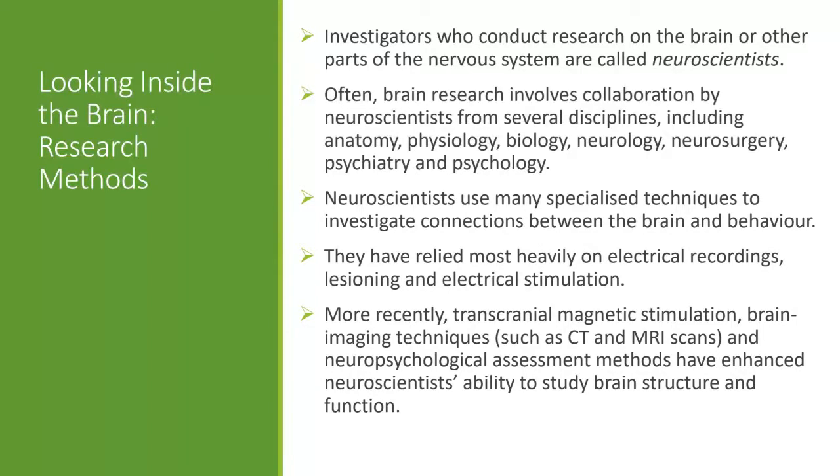Obviously, neuroscientists have to collaborate with other disciplines, because there's a lot of overlap between biology, physiology, psychology, and psychiatry. All of those things come together, so multiple disciplines are involved in looking at the brain and researching the brain. And there are specialized techniques that people use.